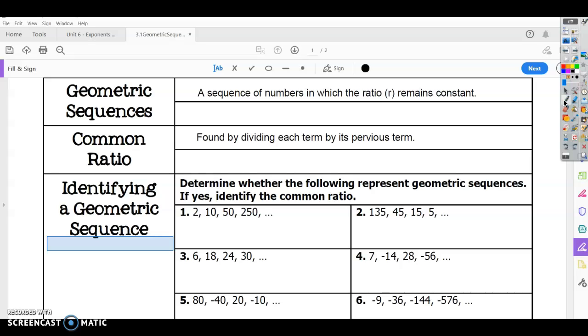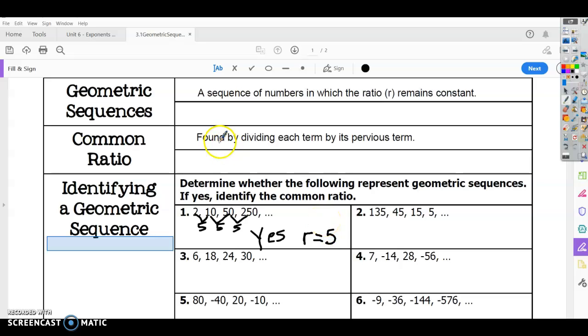Determine whether the following represents a geometric sequence. If yes, identify the common ratio. The first way you can look at it is: 2 times what gives me 10? Well, if you know your multiplication pretty well, you know that 2 times 5 gives you 10. And then 10 times what gives me 50? Here I'm going to multiply by 5, multiply by 5, and multiply by 5. Because that number stays constant, yes, this is a geometric sequence, and our ratio equals 5.